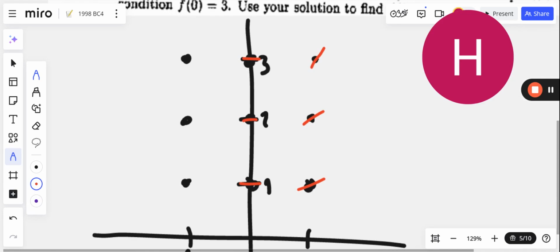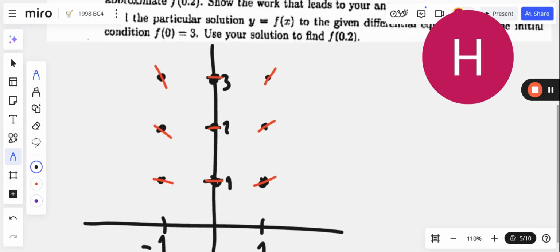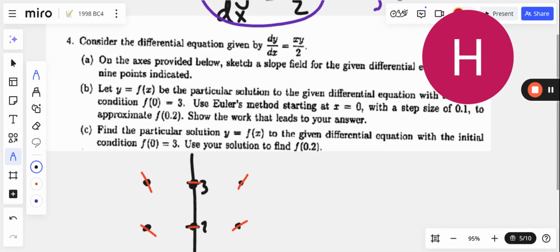Now, if x is negative but y is positive, it's going to have the same values, but they're just going to be negative slopes. So this would be a slight negative slope, a negative slope of 1, and then a little bit steeper of a slope. Okay, that looks about right. So there's our slope field complete.